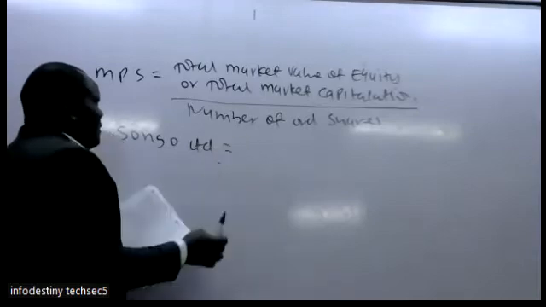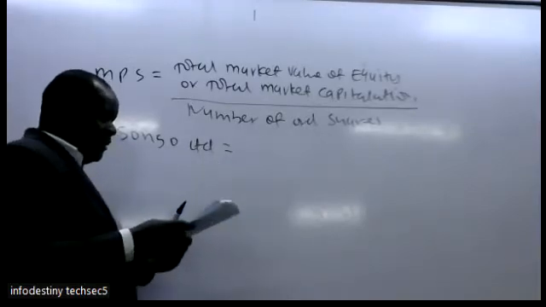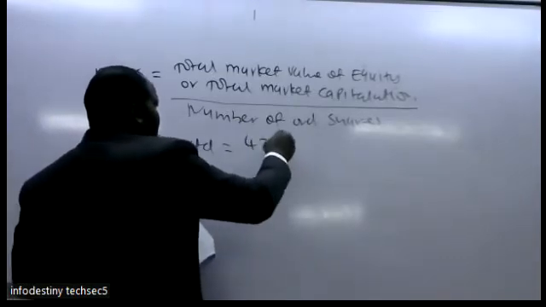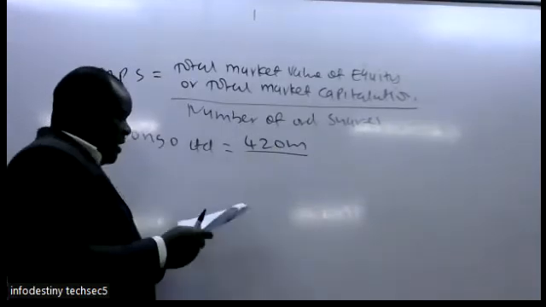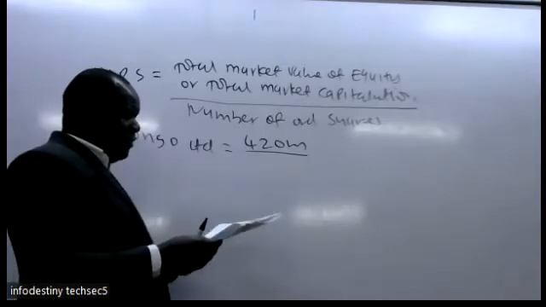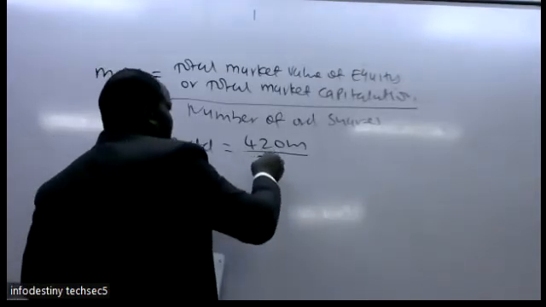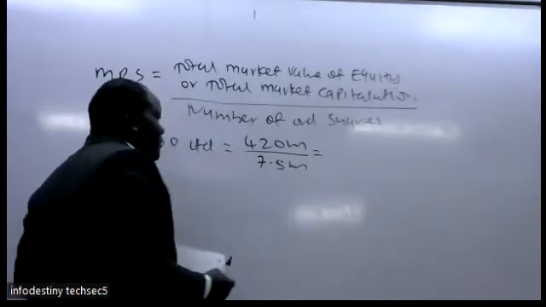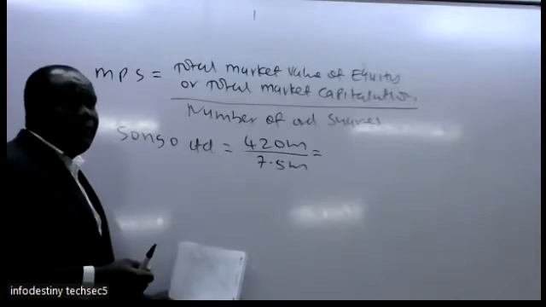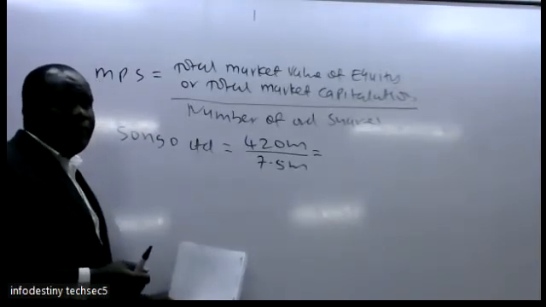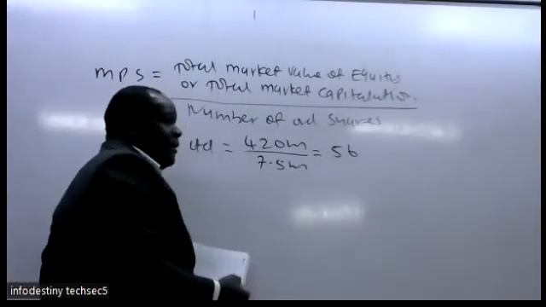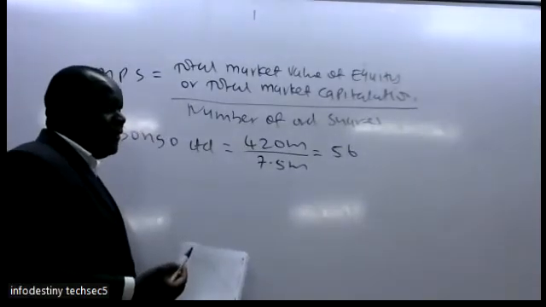So for this one, total market capitalization was given as 420 millions in shillings. Then the number of ordinary shares issued, they are also in millions. Somewhere it was 7.5 millions. So when you divide, it should give us which figure? It's 56 shillings per share. I might have some decimal points.